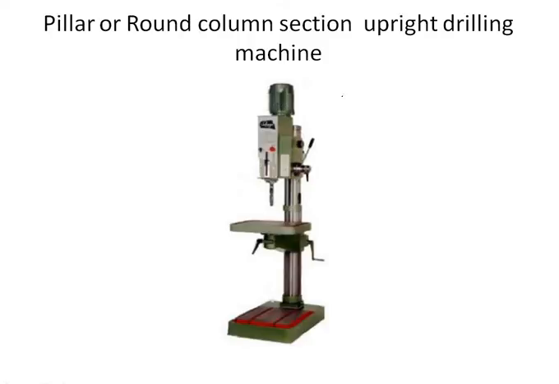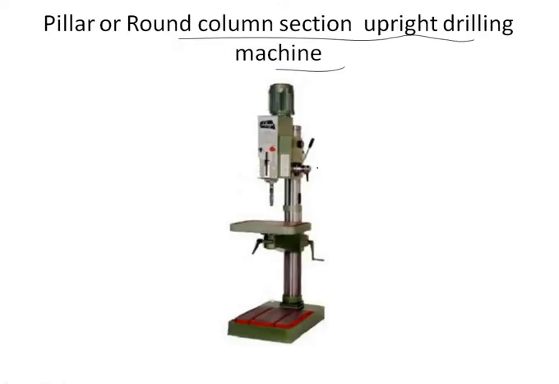Next comes the upright pillar or round column section upright drilling machine. This is usually called the pillar drilling machine. It is quite similar to the sensitive drilling machine, but a little larger and has higher capacity, that is from 0.55 to 1.1 kilowatt, and is mounted on the floor. The drill is fed and work table movements are done manually.